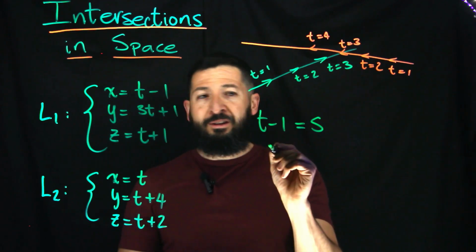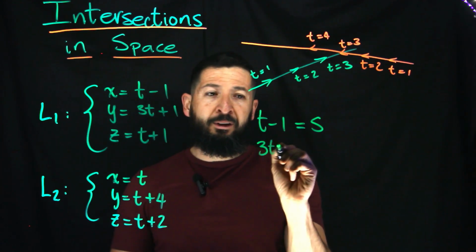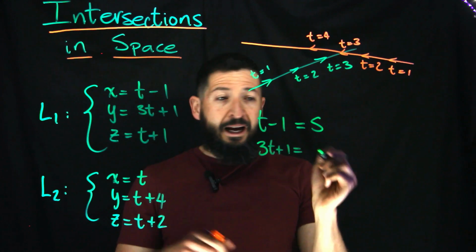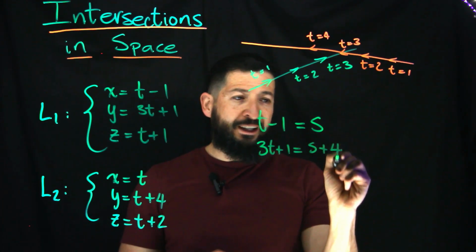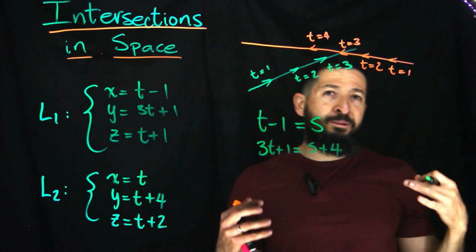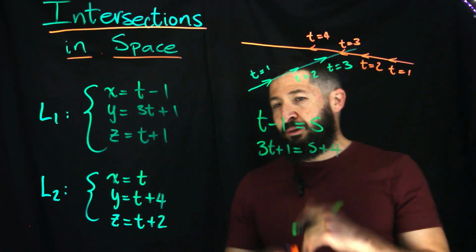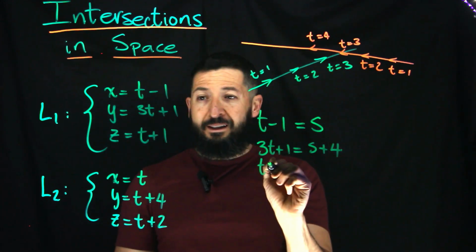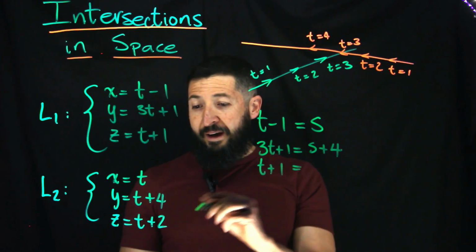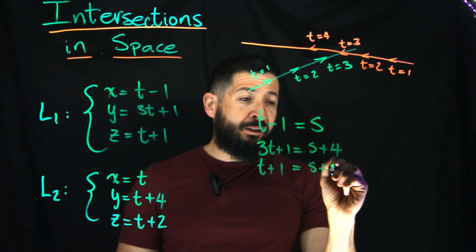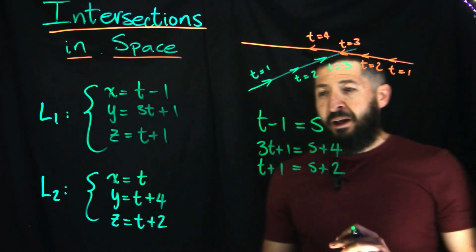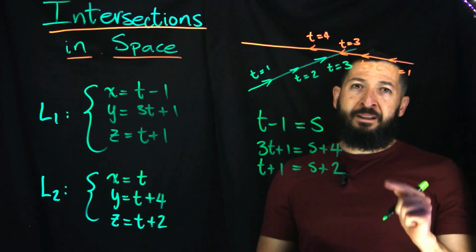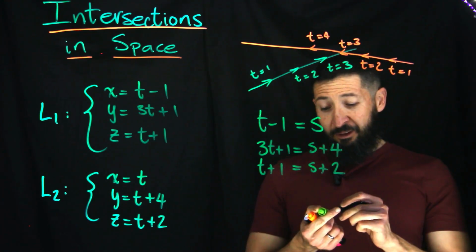That's going to be one equation. Your next equation is going to be 3t plus 1 equals s plus 4. You see, I changed that t to s so that I'm not requiring them to collide, just to intersect. Then the z's, t plus 1 equals s plus 2. And now notice that this is a system of equations with 2 unknowns and 3 equations. So what can happen is overdetermined.